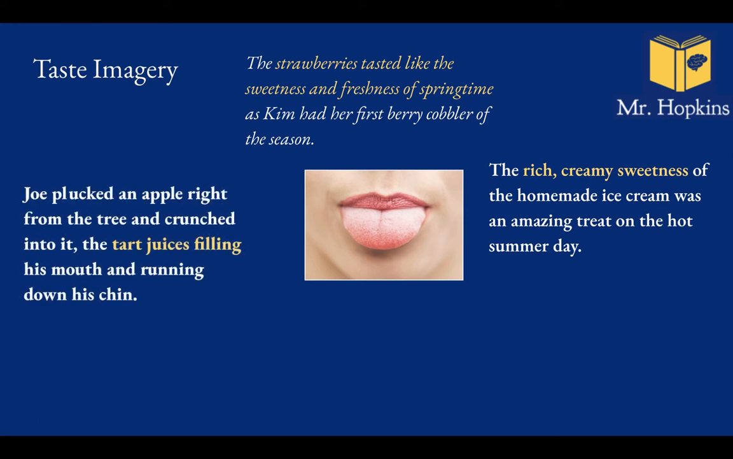The next example: Joe plucked an apple right from the tree and crunched into it. The tart juice filling his mouth ran down his chin. So he crunched into this apple and it's so juicy, these tart juices. I can taste that flavor. And it just feels so juicy as well, the fact that it fills the mouth and runs down the chin.